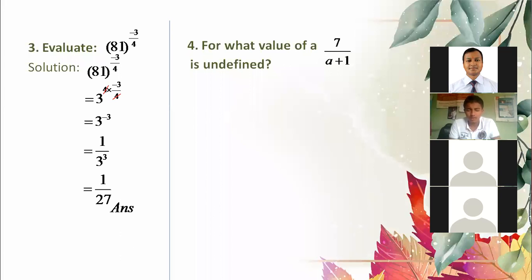Is 7 by 7 undefined? 0. No, sir. No. 7 by 7 is 1. You said 0. You are in 8th class and you are saying 7 by 7 is 0. It is 1.